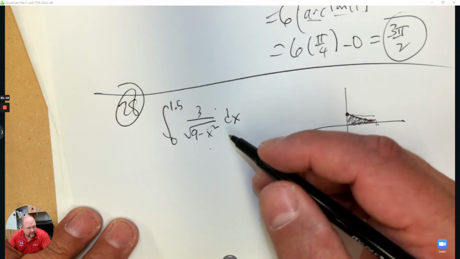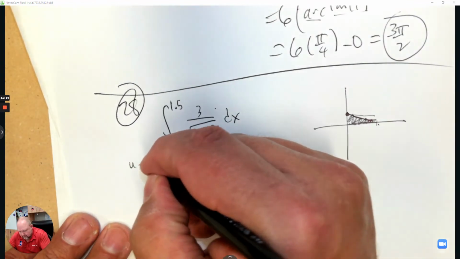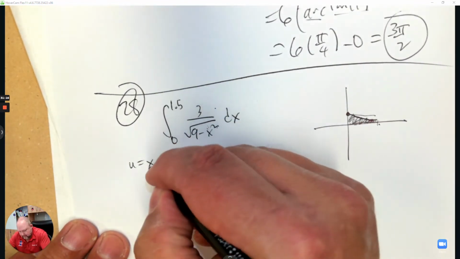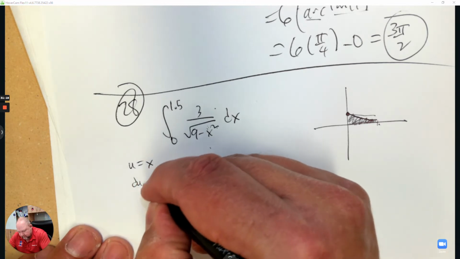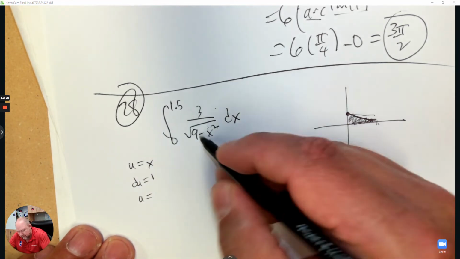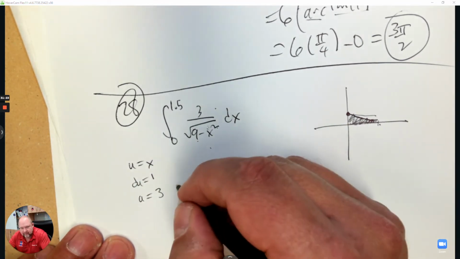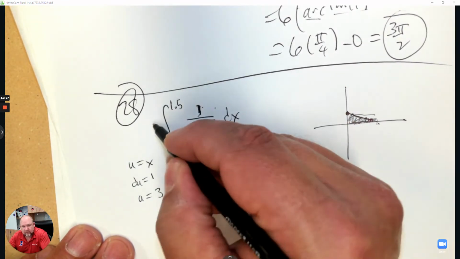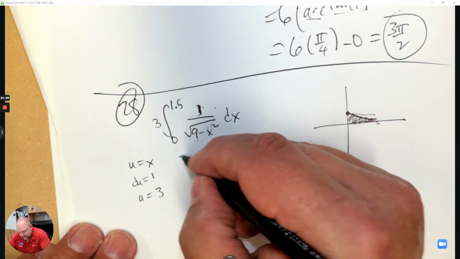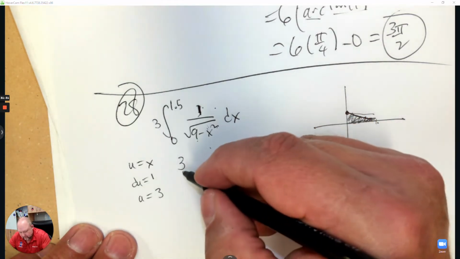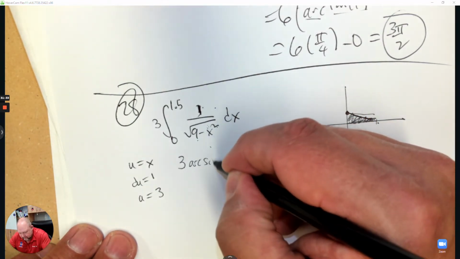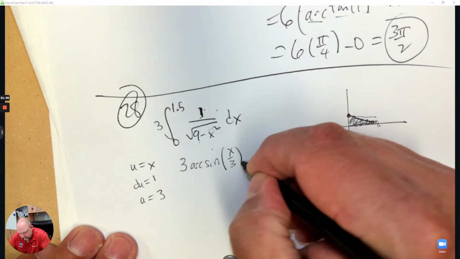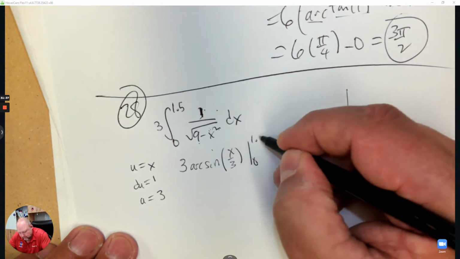All right, this looks like sine. U is the square root of x squared. The derivative of u is 1, and a is the square root of 9, which is 3. This number here should be 1, which makes this a 3 in front. And now we can get started. So it's 3 arc sine u over a, and it goes from 0 to 1.5.